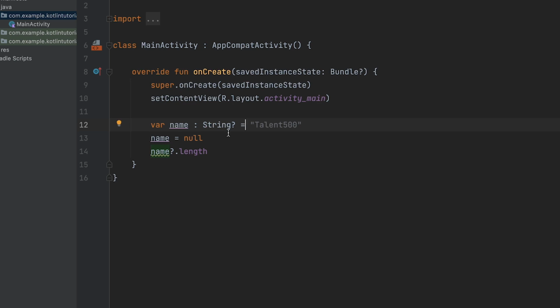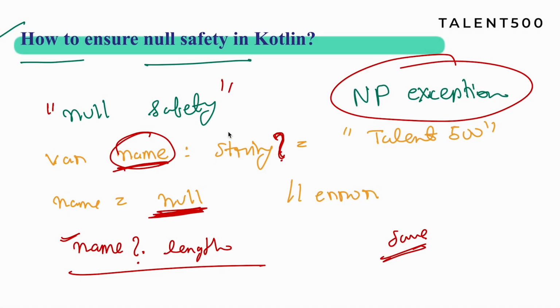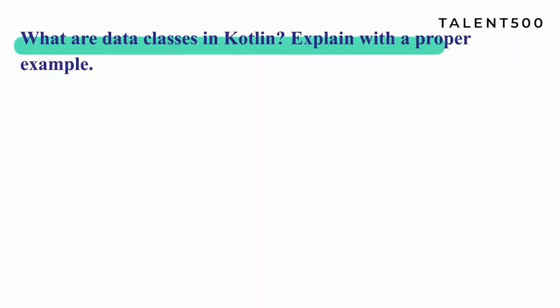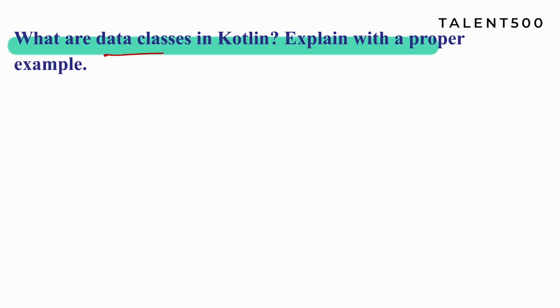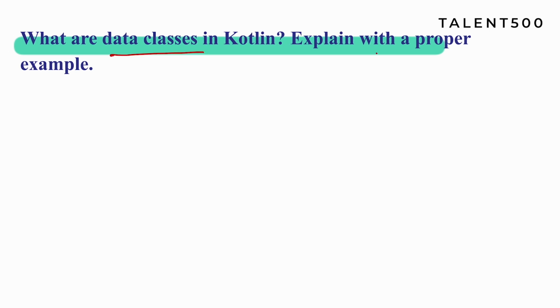Now let's come back to the iPad and hop on to the next question. I hope this much part is clear, null safety. If there is any doubt, you can put it in the comments, obviously. And moving ahead, what are data classes in Kotlin? Explain with a proper example.